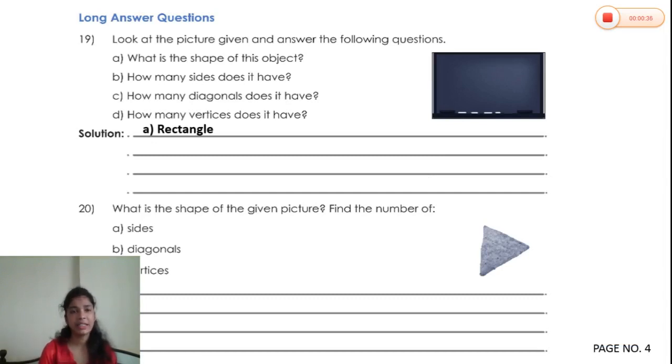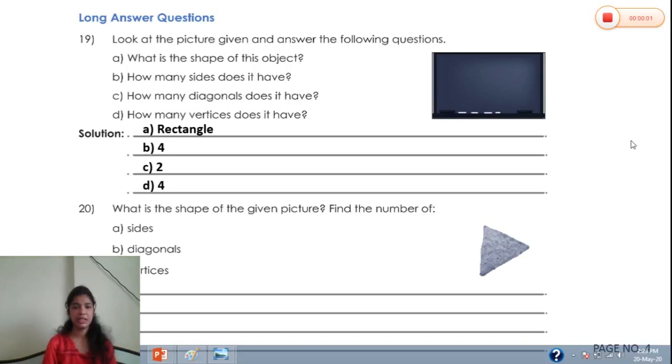Now in rectangle, okay. Now B part, how many sides does it have? In rectangle, how many sides are there? Very good. It has 4 sides. How many diagonals does it have? Yes, 2. How many vertices does it have? Very good. It is 4.